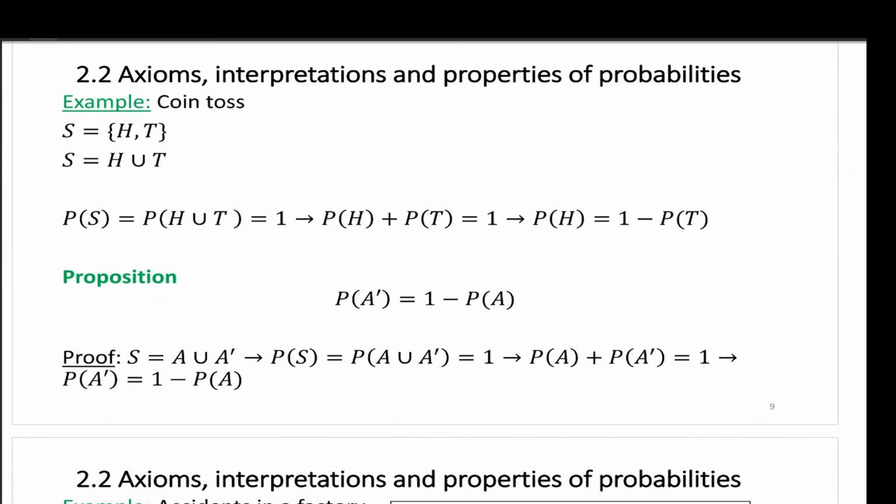If you're a math major, then maybe you want to dig into the theory. You definitely want to dig into the theory. But all right, let's go to this example here. It says example, we got a coin toss.